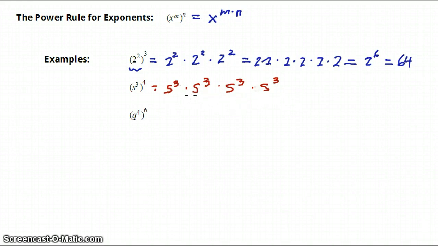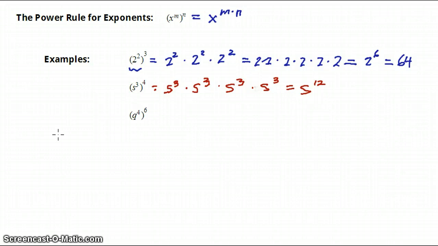If I look at how many total s's I have multiplied together, I have 3, 6, 9, 12. So this would be s to the 12th, and that makes sense because the general rule is that I should multiply together those exponents, the 3 and the 4, to get my final exponential form.